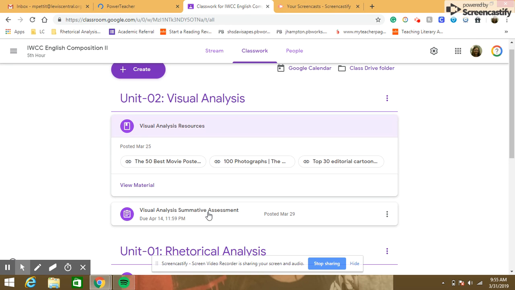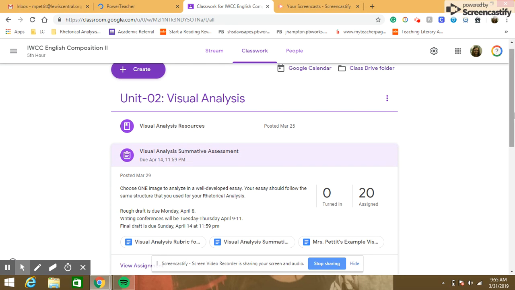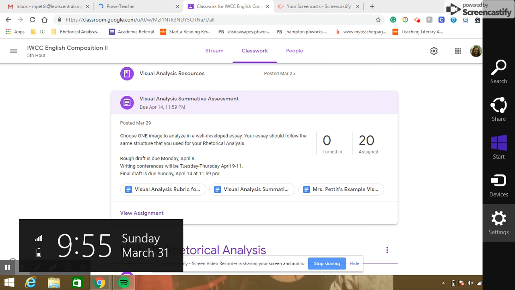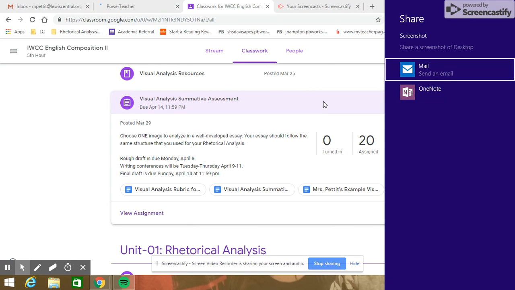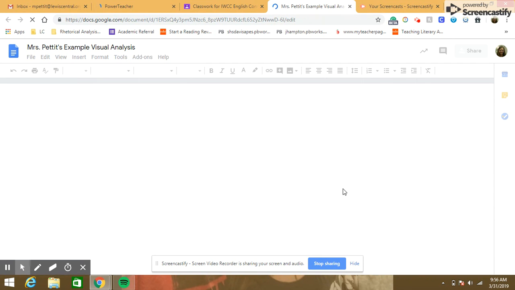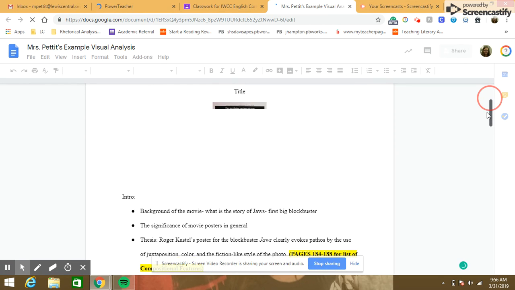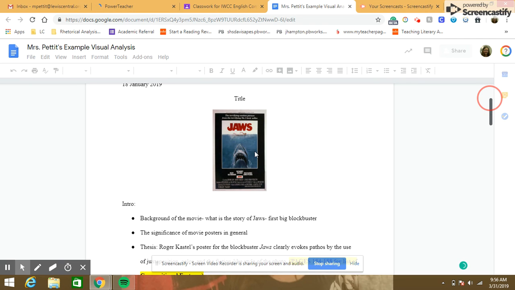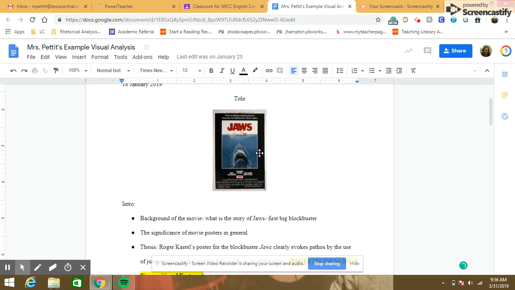So once you have your image selected, you again have access to my example rough draft here. What I would do on yours is paste in the image that you're going to use at the top of your document. For mine, I'm going to use the Jaws movie poster. And then I'm going to do a brief little outline talking about each section.